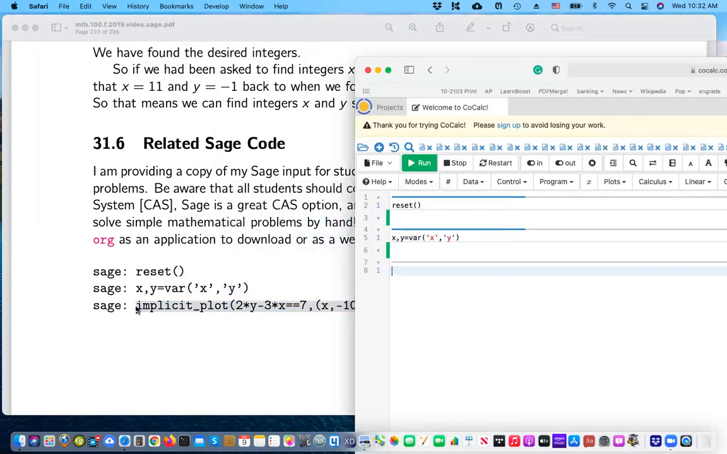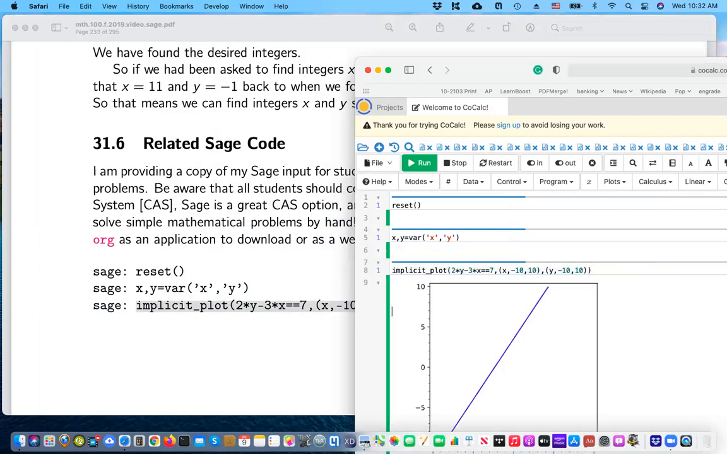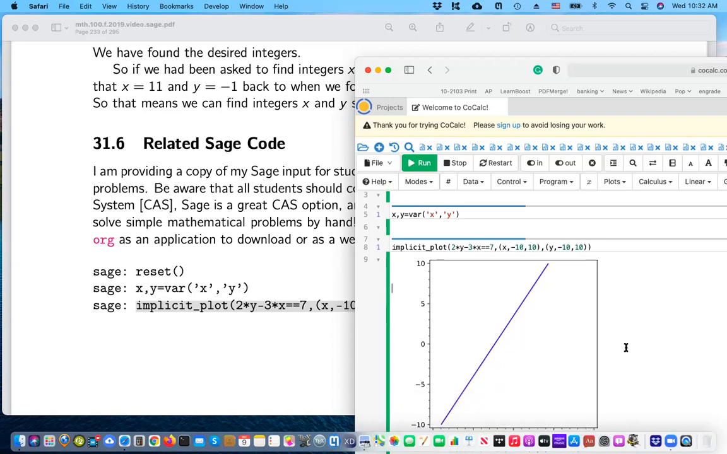So I'm just going to copy paste. I'm tired, right? Working on it, and it drew the picture. I don't think the picture is great, though, to be honest with you. It's good, though. It certainly represents what they want. What they do is graph the line 2y minus 3x equals 7.